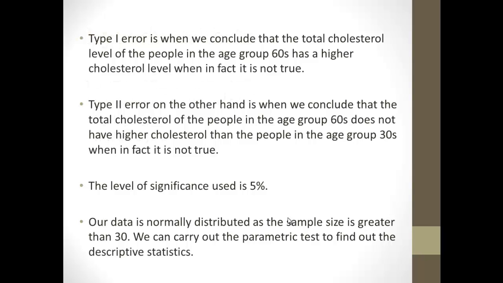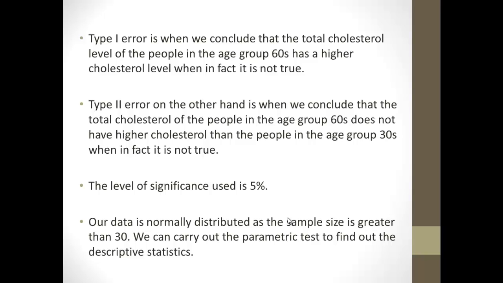The type 1 error we have come up with is when we conclude that the total cholesterol level of the people in the age group 60s is higher, but in fact it is not. The type 2 error, on the other hand, will be when we conclude that the total cholesterol of the people in the age group 60s is not higher than the people in the age group 30s, when in fact it is. The level of significance we have chosen is 5%, and our data is normally distributed as the sample size is greater than 30.